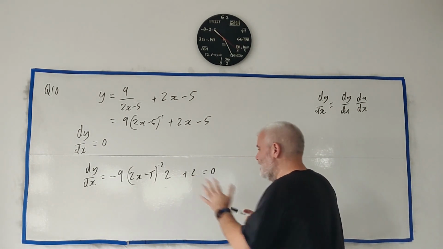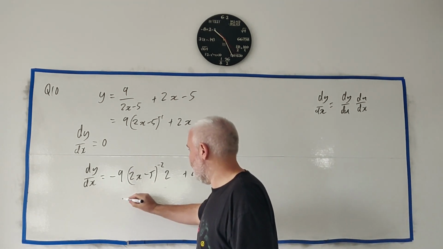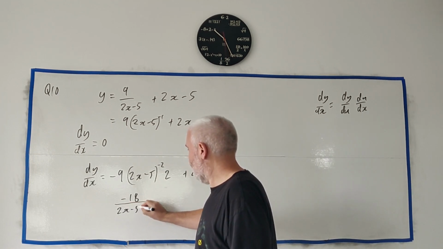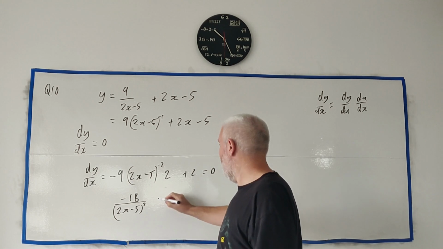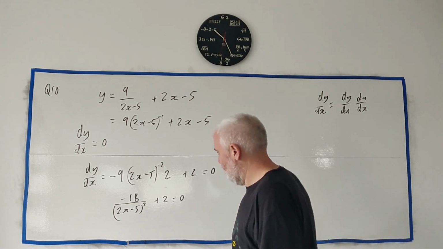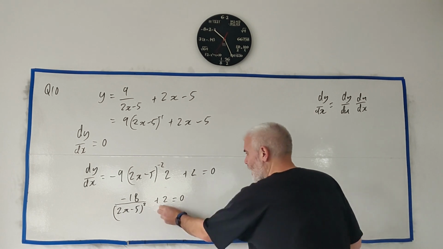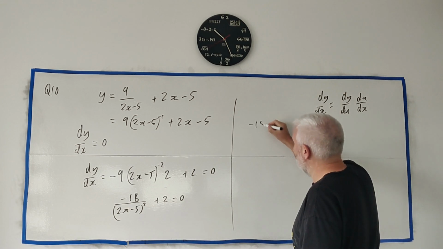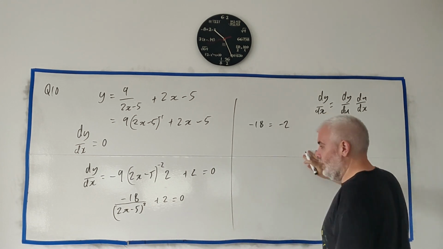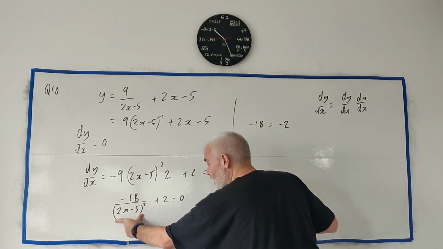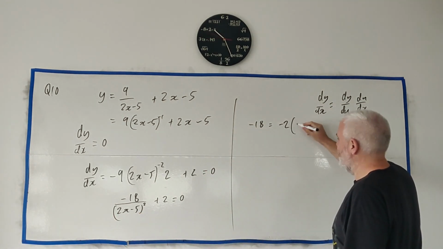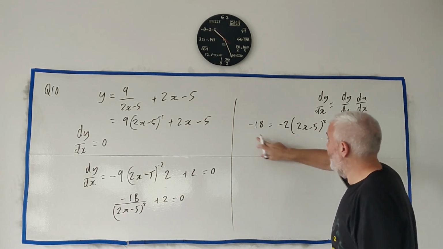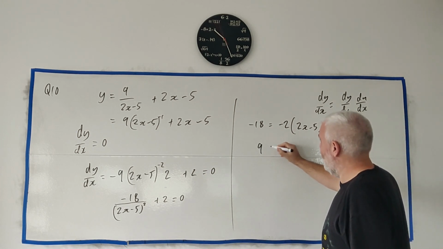There's one unknown here. Let's clean it up first. 2 multiplied by minus 9 is minus 18. This is 2x minus 5 squared, and it's on the bottom row, and we have plus 2 equals 0. Let's just start rearranging. Move the 2 over, we get minus 2. Put it up here. So we have minus 18 on the right, minus 2 on the left. This guy on the bottom row is dividing. Let's multiply the other side with it. So that's 2x minus 5 squared. Let's divide both sides by this minus 2. That gets us a 9 over here.